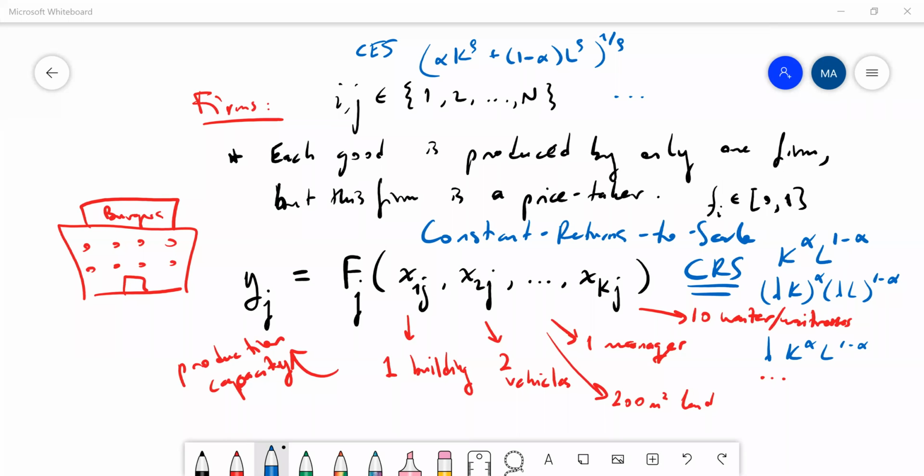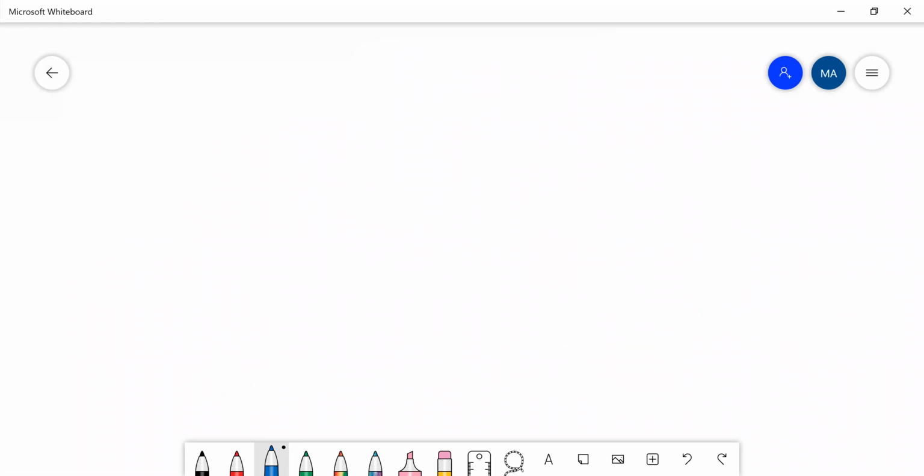At the first stage, the firm needs to produce its production capacity using a production function that takes inputs of land, labor, capital, and all other primary factors. We assume that this production function is of constant returns to scale. In the second stage, the firm will produce the value added, and the value added, of course, will depend on the intermediate inputs as well.